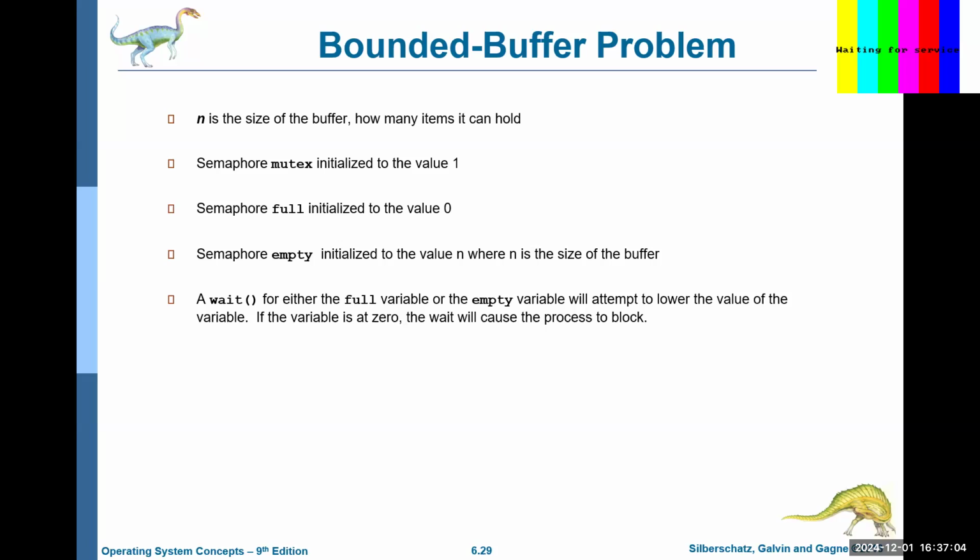A wait on either the full variable or the empty variable will attempt, but not necessarily succeed, to lower the value of the variable. So wait on either of them will lower the variable. Wait lowers. If the variable is already at 0, the wait will cause the process to block. Okay, so wait is going to lower the variable.